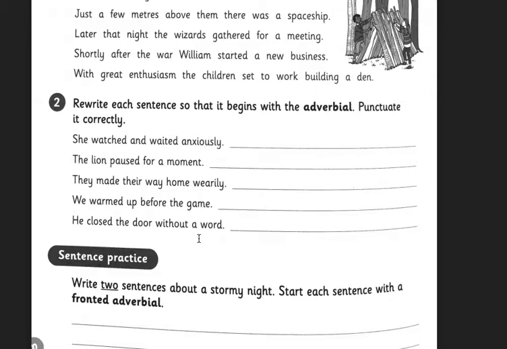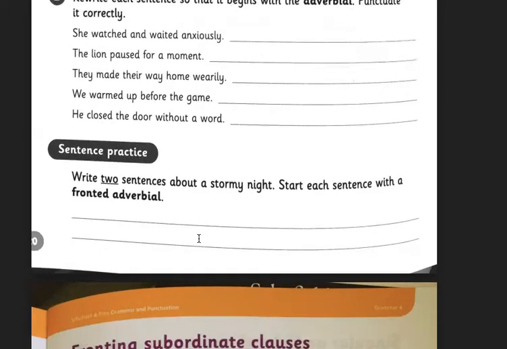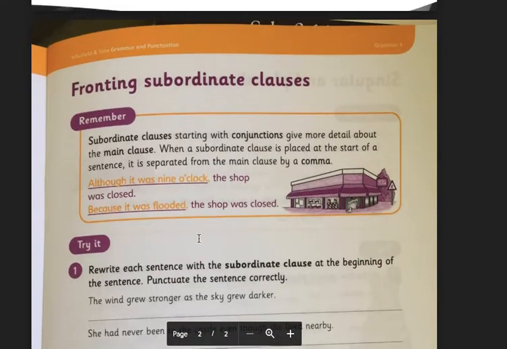Wearily, they made their way home. Before the game, we warmed up. And then we have a comma first, okay? Write two sentences about a stormy night. Start each sentence with a fronted adverbial. So just do those, question 2 and 3.